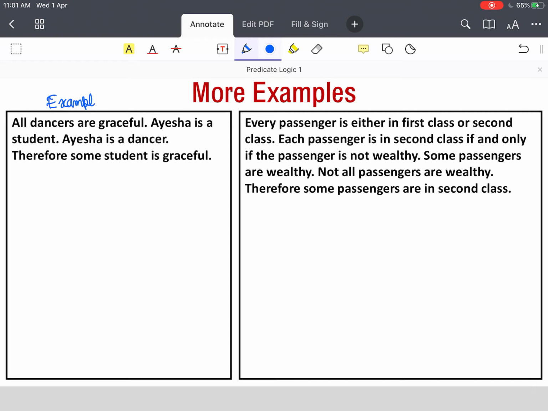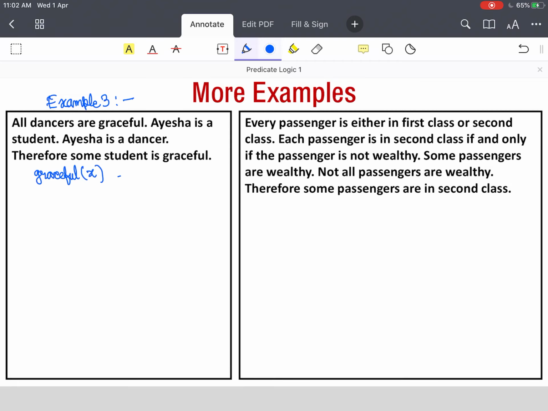We come to example 3. Example 3 has got 4 sentences. All dancers are graceful. Ayesha is a student. Ayesha is a dancer. Therefore, some student is graceful. So, how do we model it? First is identification of predicates. So, what predicates do we identify?